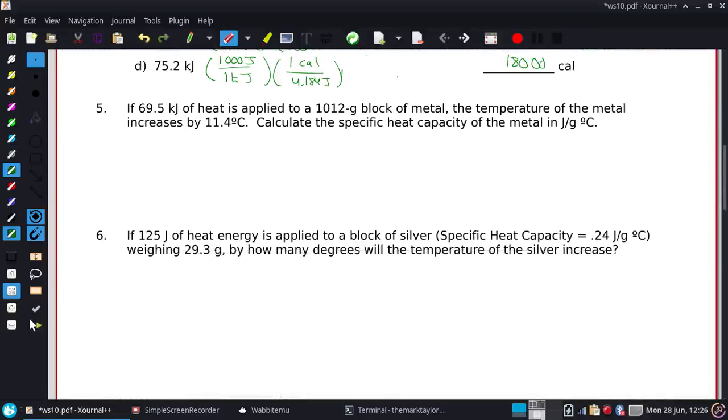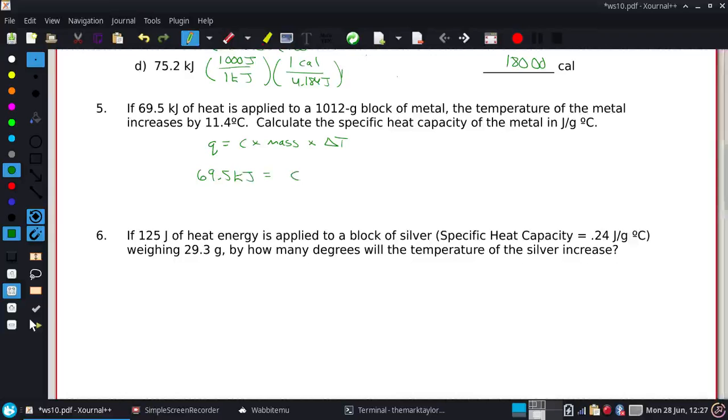All right, number 5 is going to use the exact same equation we used for number 3, which is Q equals specific heat times the mass times the delta T. And I've given you everything except for the specific heat. So we have 69.5 kilojoules. The C is an unknown, and we have 1,012 grams. And we see that the temperature increased by 11.4 degrees Celsius. And since it says an increase, that is your delta T. So I'm not giving you 2 temperatures, we just told you how much it increased by.